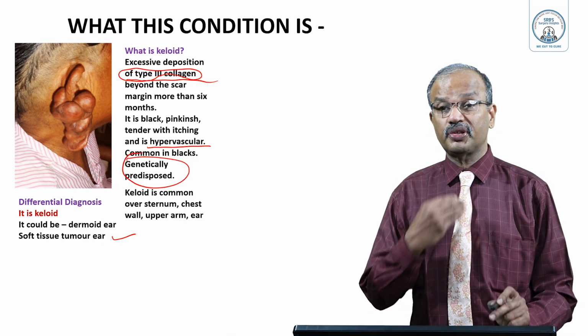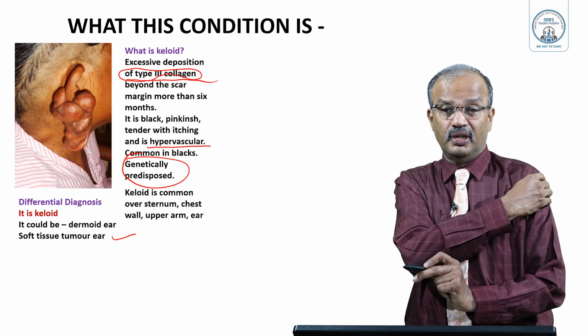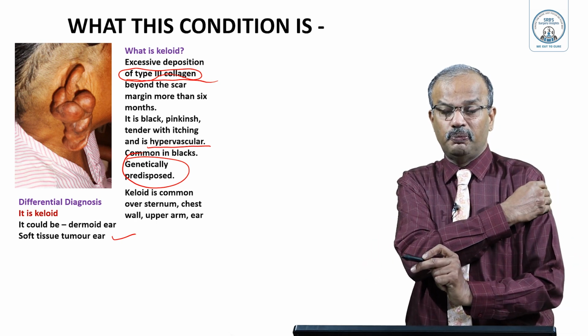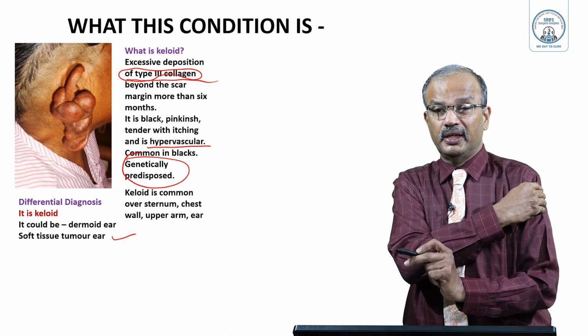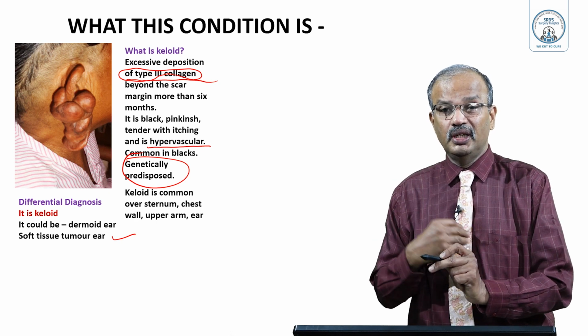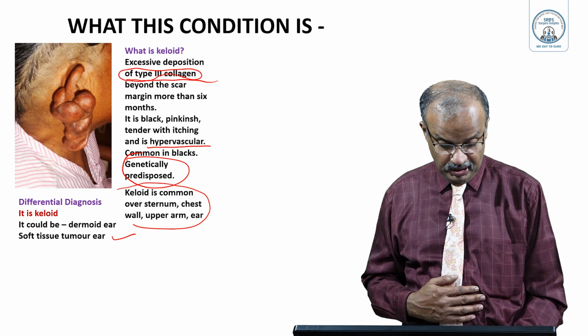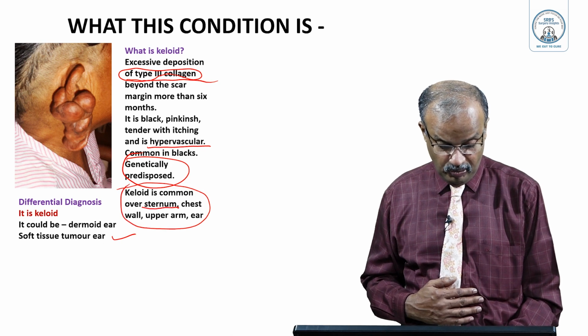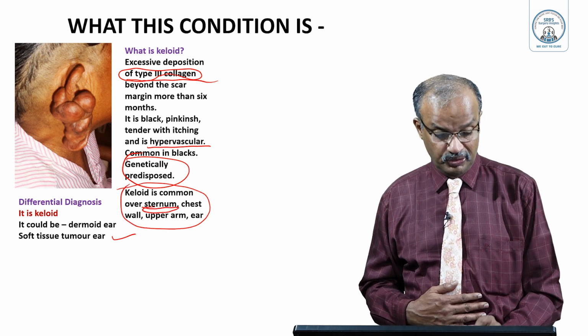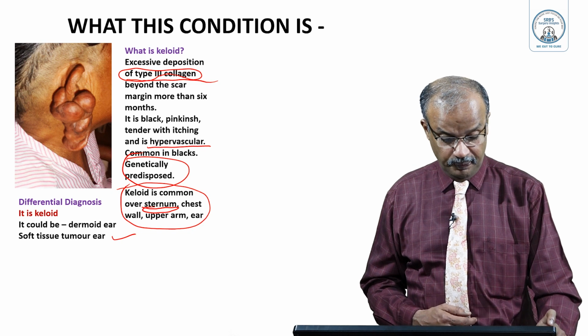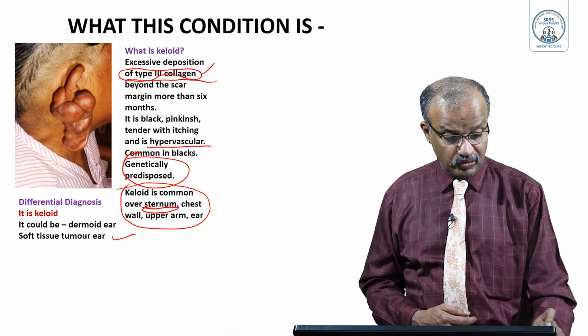So keloid is common over the sternum, over the lateral shoulder or the lateral aspect of the arm below the shoulder, over the chest wall, over the ear, and so on. These are the common sites of keloid. Again, MCQ: sternum is the commonest site, remember. Then chest wall, upper arm, ear. That point also you have to remember. It's a type 3 collagen. That point is very important.